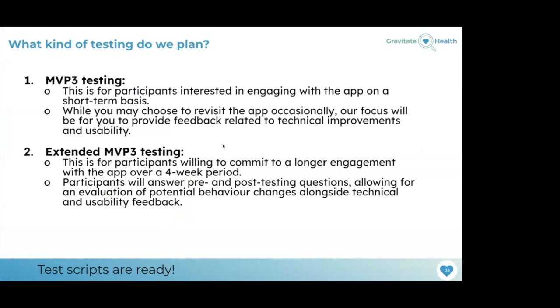We will be very happy if you also test this application, this MVP3 version. We will offer two types of testing opportunities. One is, let's say, easier, where the participant can engage with the app in the short term and provide usability and maybe also technical feedback in order to improve the application. We will also offer an extended MVP3 testing, with more or less a 4-week commitment where the participants will also complete pre and post testing surveys. This allows us to assess not only technical issues, but also potential changes to improve the information engagement and the user experience in certain cases. We are grateful for your interest and look forward to your participation, if you will. Thank you.